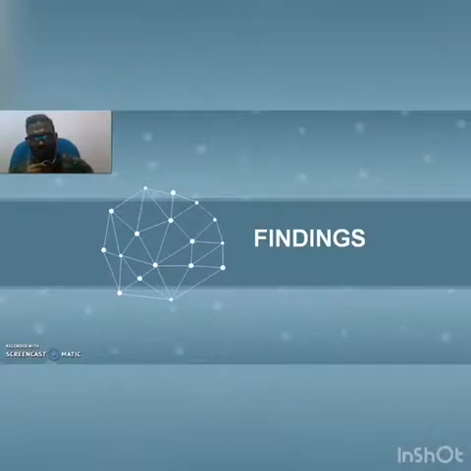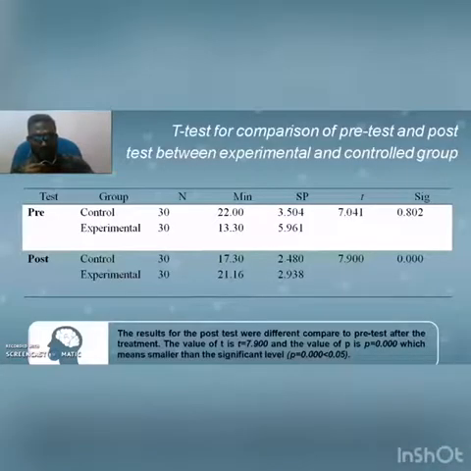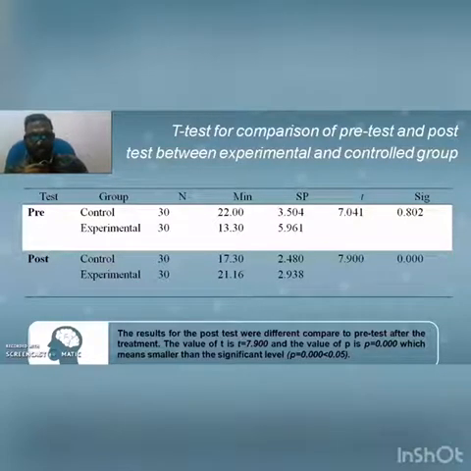Next, I want to explain the findings. First, I used 30 pupils for the control group and 30 pupils for the experimental group, so I divided them into two groups. I used a t-test for comparison of the pre-test and post-test between the experimental and the control group.